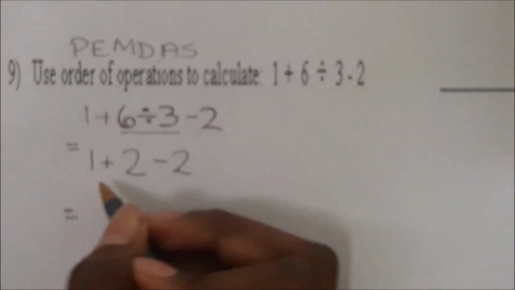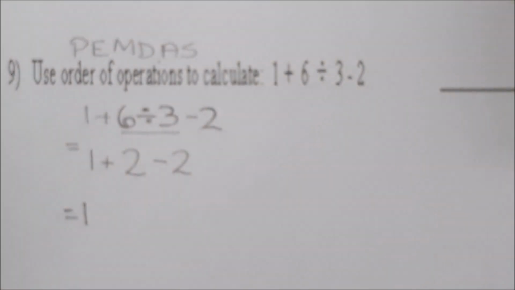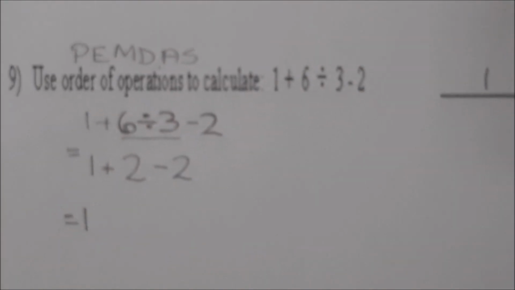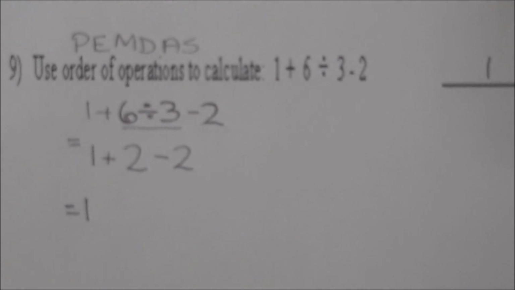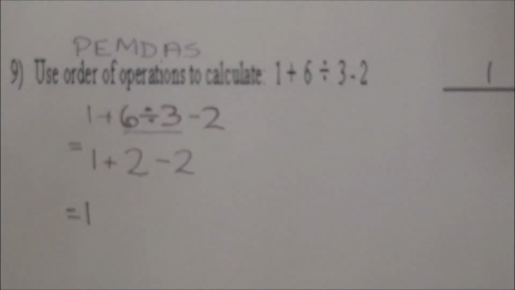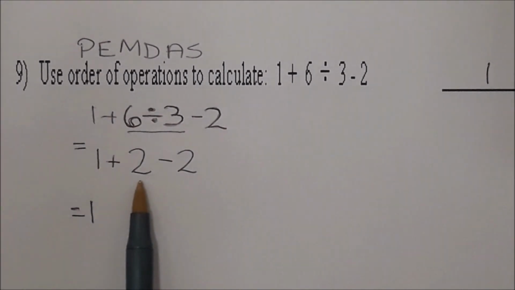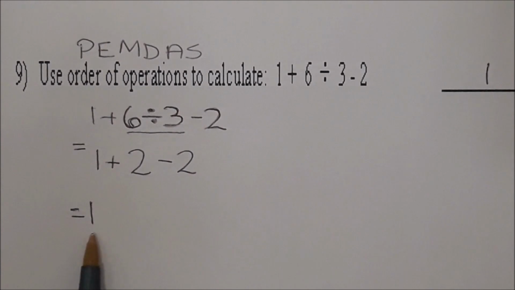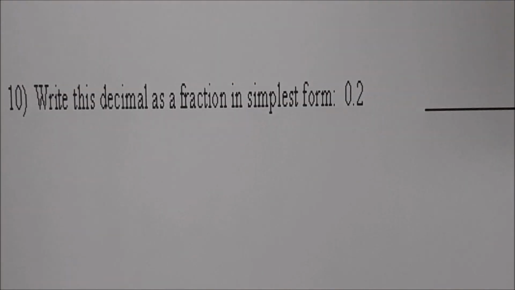1 plus 2? 3. 3 take away 2. 1. So put 1. Put 1 on the line. Okay, let's see if you got it. So let's go back over that now. Order of operations. She had to divide first. She divided first and she got 2. And that's the 2 there. And then she had to add that to 1 and then subtract the 2 from it. So that's how come we got the answer is 1. Very good.